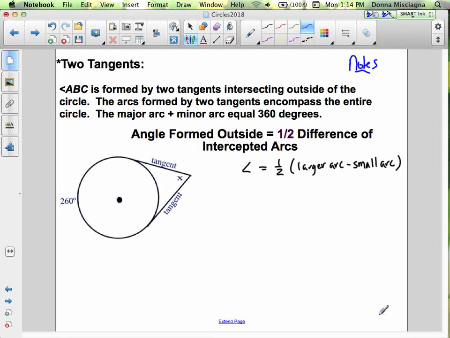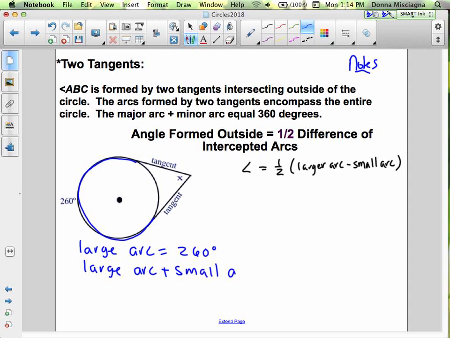find the angle: the angle is going to be equal to half the large arc minus the small arc. The large arc is always the one that is farther away from the angle. So right here, this would be the large arc. And we know that the large arc is 260 degrees. Together, the large arc plus the small arc equals the entire circle.